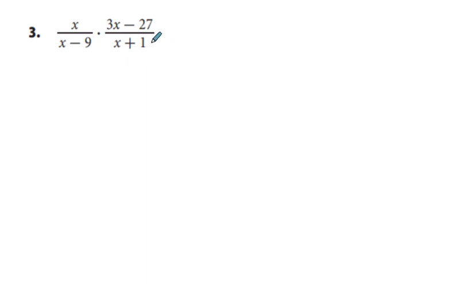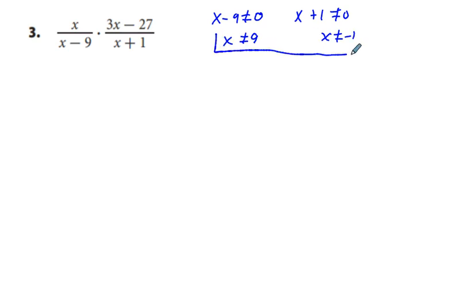Okay, this one here, your turn number 3, I don't think it's quite as complex as the last one, but we see that for excluded values, x minus 9 cannot equal 0, so therefore x cannot be equal to 9. That's one excluded value. And also we have on the other one, x plus 1 cannot equal 0, so x cannot equal negative 1. So these would be our excluded values. And next we're going to simplify as best we can.